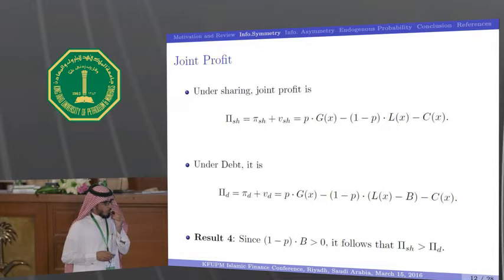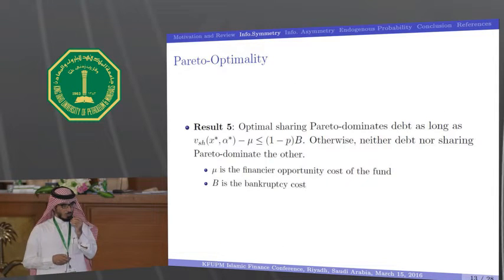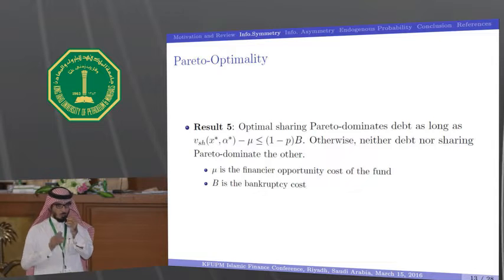For the Pareto optimality, the proofs of the results, by the way, are in the paper. They are long. I don't have time to go over them. This is result 5 about the Pareto optimality of sharing contracts. So sharing Pareto dominates debt as long as the profit the financier is getting minus the opportunity cost is less than 1 minus the probability of success times the bankruptcy cost.